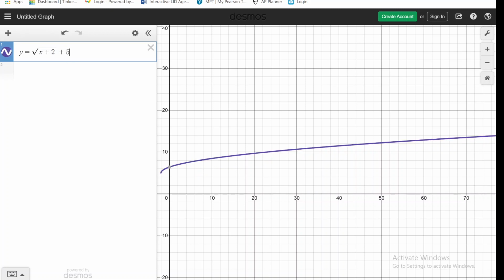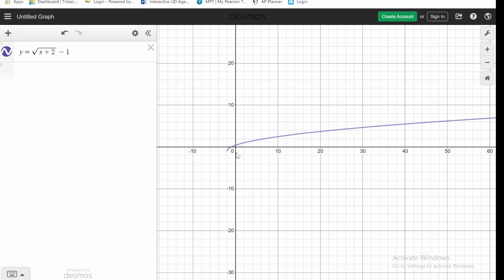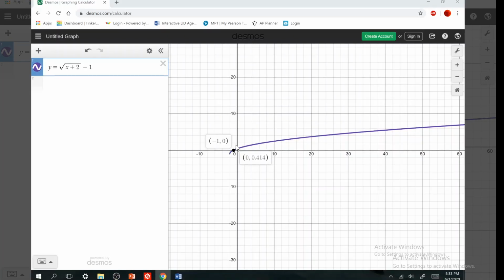So I'm going to do square root of x plus 2, minus 1. First thing I'm going to do is find my intercepts, and Desmos makes this so easy. Boom. X-intercept, -1, 0. Y-intercept, 0, 0.414. So, cool. X-int, Y-int. All right, already done with the first parts of the problem. Second part of the problem, domain and range.